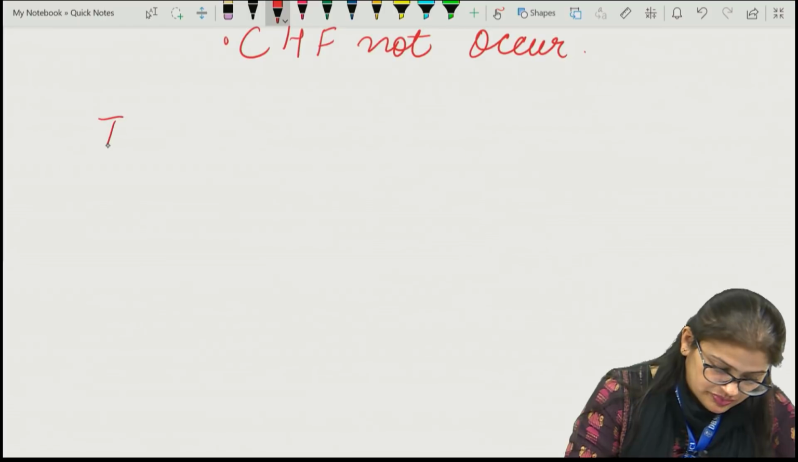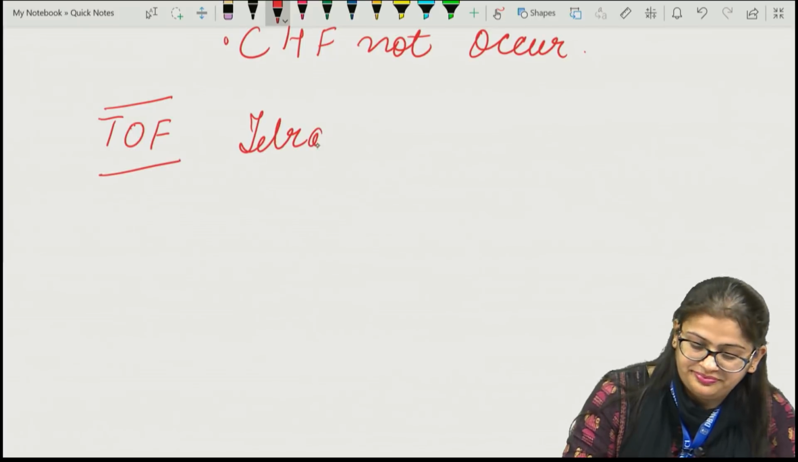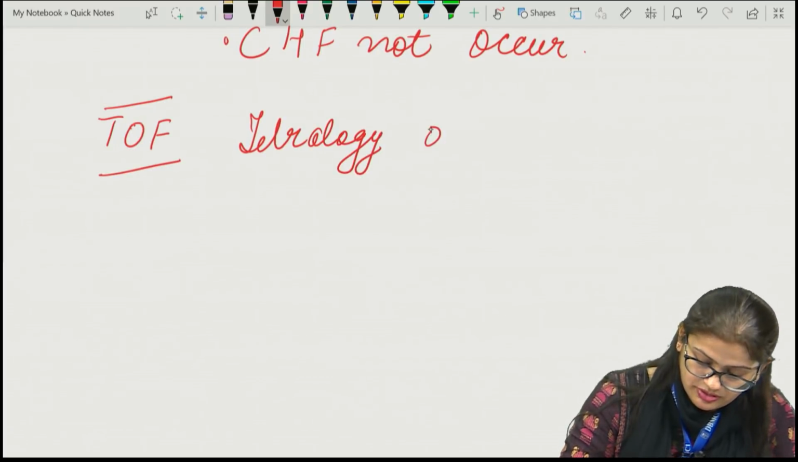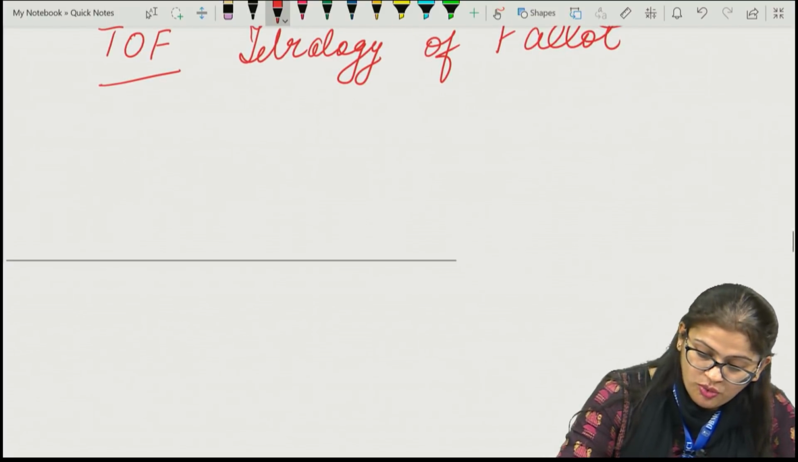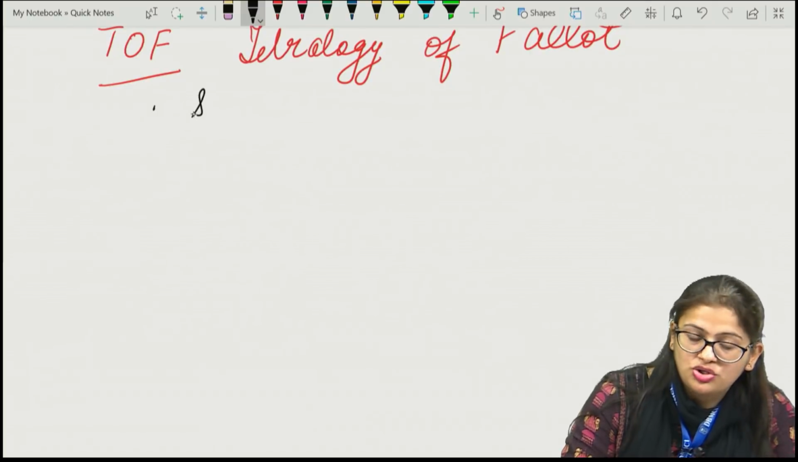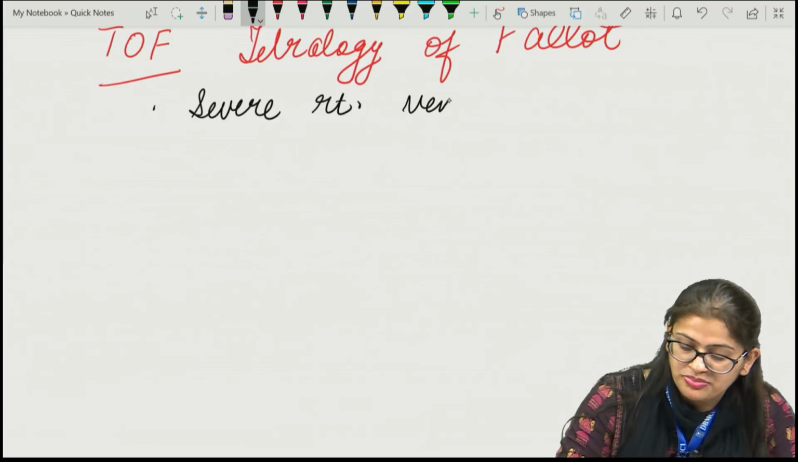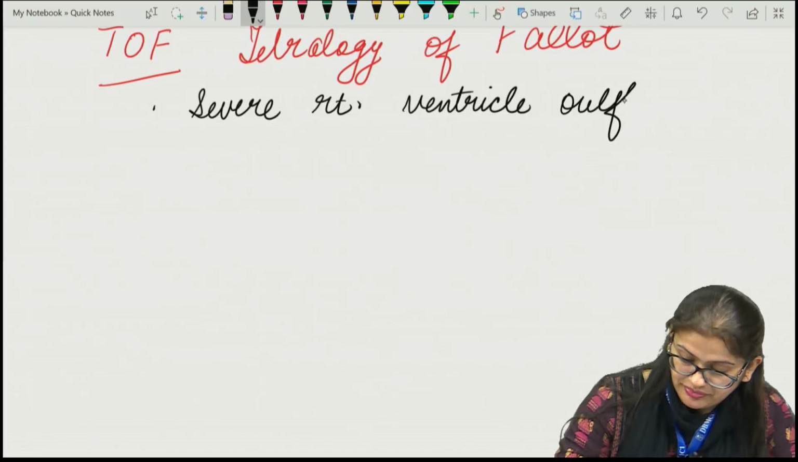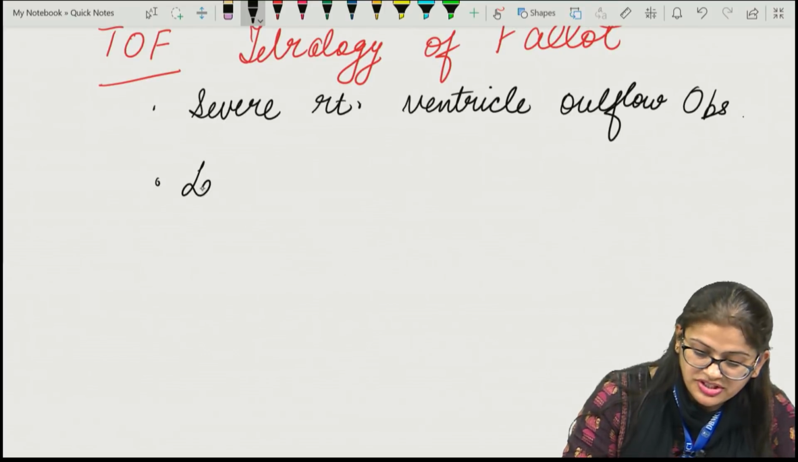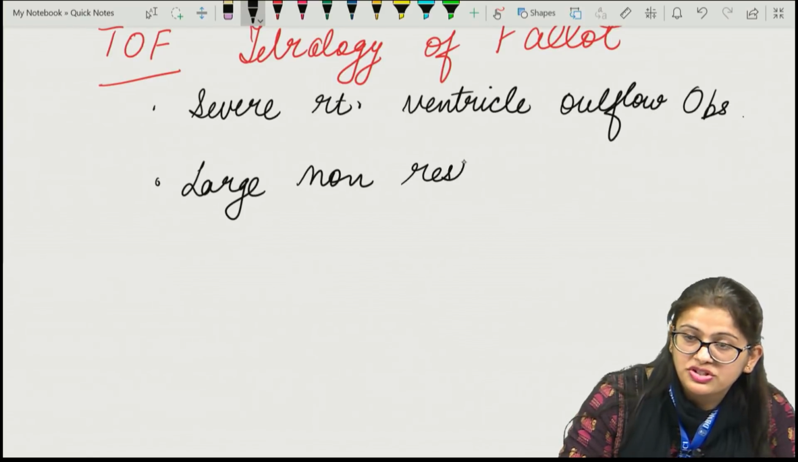So now, what is TOF? TOF stands for tetralogy of Fallot. So what are the main components of this tetralogy? There are 4 main components of this tetralogy, and these include severe right ventricle outflow obstruction, there is a large non-restrictive VSD.